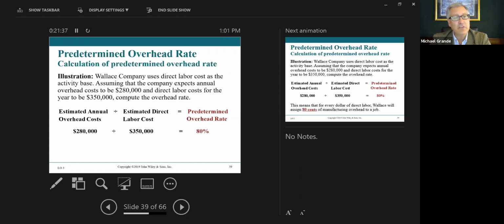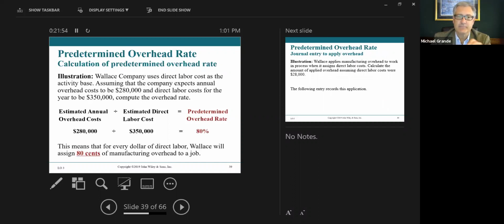So they estimated $280,000 of manufacturing overhead and $350,000 of direct labor cost. So the predetermined overhead rate is 80% of the direct labor cost. And that's what that says.